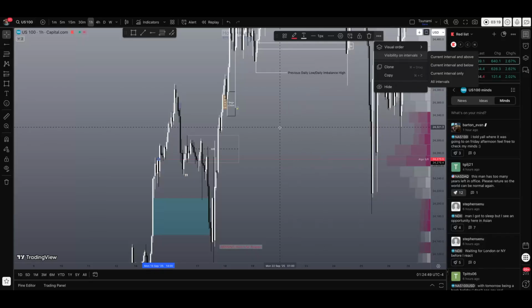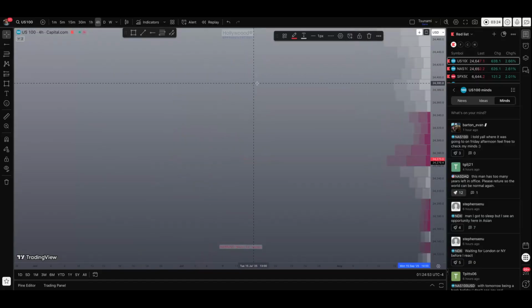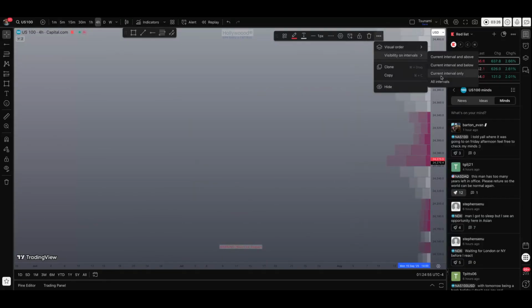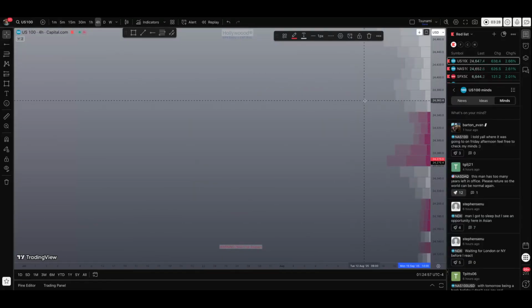I'll usually keep these levels on everything up to the 4 hour. So I'll do current interval and below.